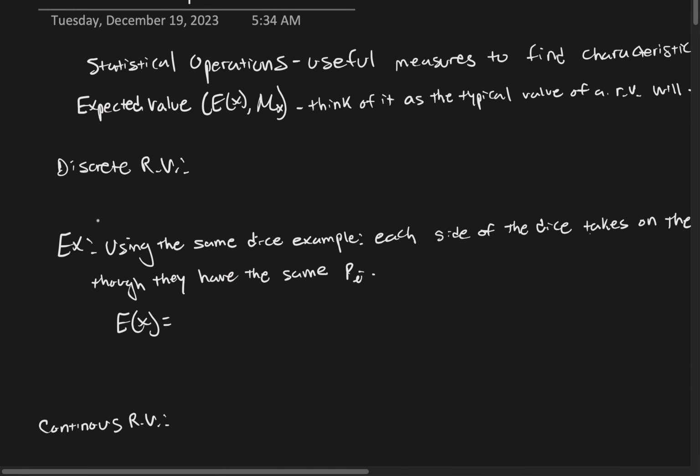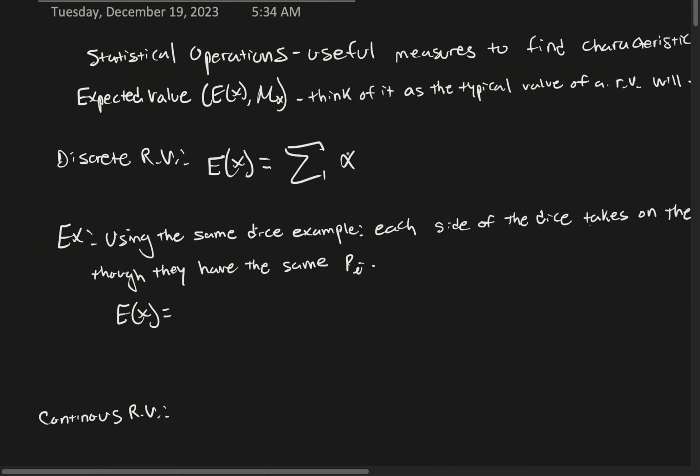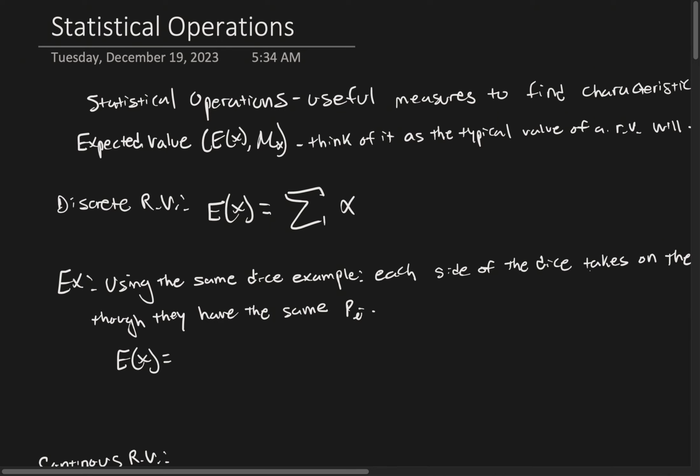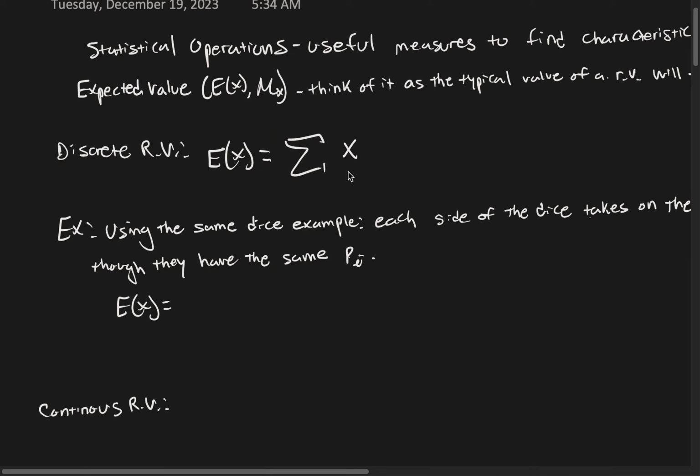So for discrete random variables, the expected value is given by sigma, or the sum of x, let me just erase that really quickly. So x, which is the value of the random variable, times f of x.